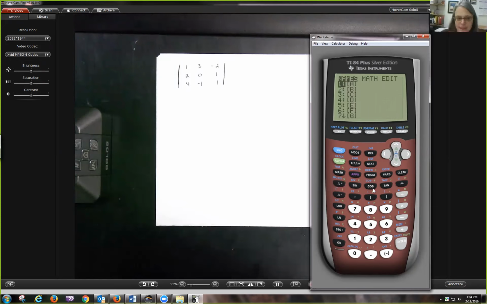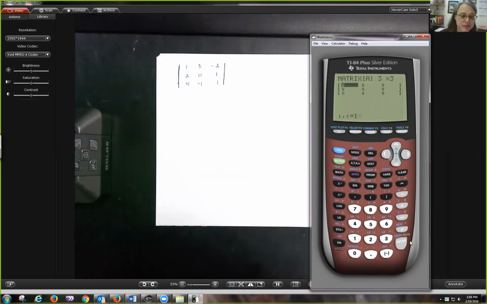Okay. Now we're going to select matrix A, which really just means you want to make sure this black box is right here next to the A. And then use your arrow keys and arrow over to edit. Hit enter. The calculator wants to know what size matrix you're going to use. We're working with a 3 by 3. Now just arrow down to go into the matrix and enter in all your numbers.